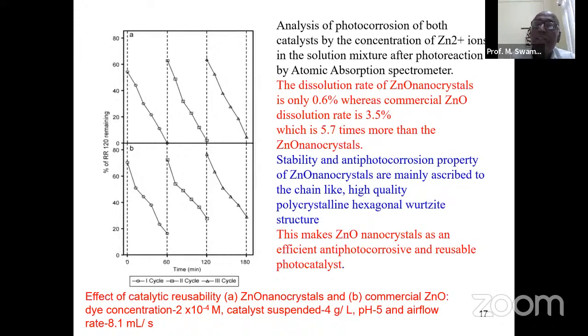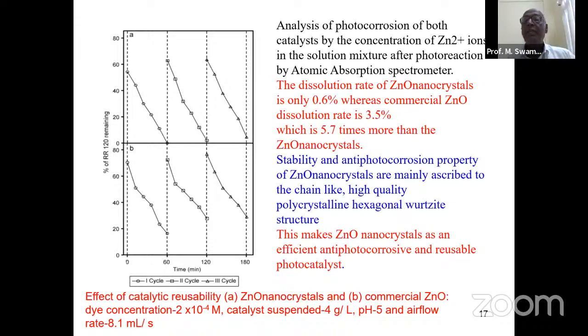Actually, that is what we found out: the dissolution rate of zinc oxide nanocrystals and also the dissolution rate of commercial zinc oxide. We found that it is 0.6% for the zinc oxide nanocrystals, whereas for commercial zinc oxide, it is 3.5%. That shows that zinc oxide nanocrystals are anti-photocorrosive. They are more stable compared to commercial zinc oxide. So this makes zinc oxide nanocrystals efficient. Even at a pH of 7 or 6, we can use zinc oxide nanocrystals, whereas commercial zinc oxide cannot be used as a photocatalyst at this pH.